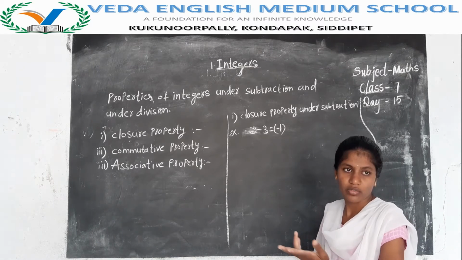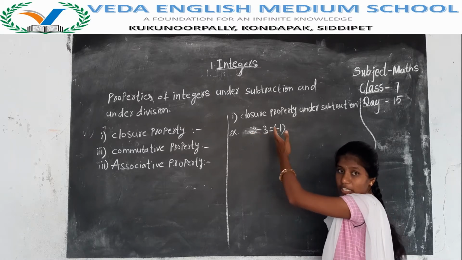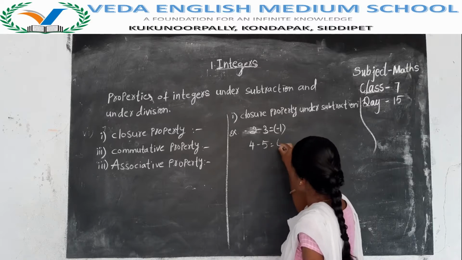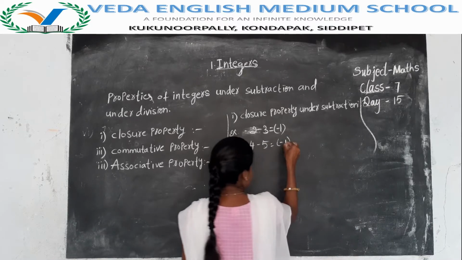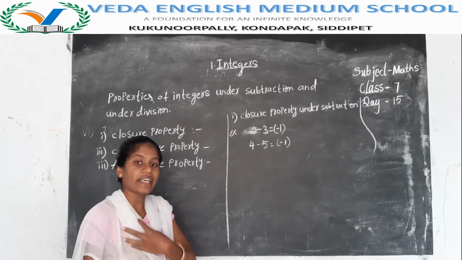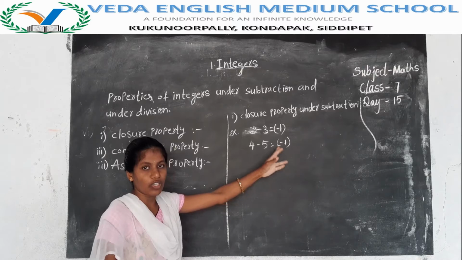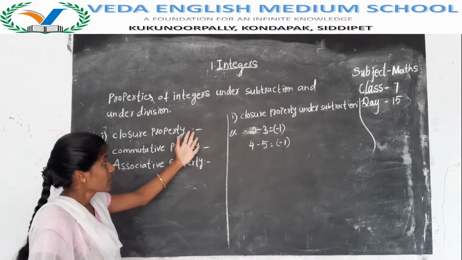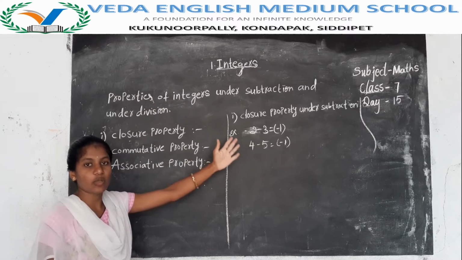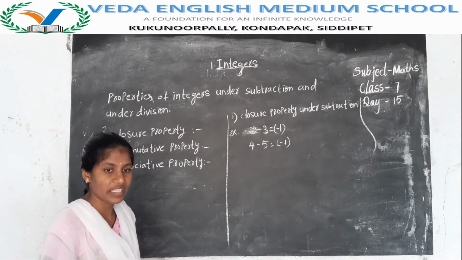Take any two, here 2, here 3. 2 minus 3 is -1, which is also an integer. Then take 4 minus 5, which is also -1. Their difference is an integer. If you subtract any two integers, their difference is an integer. So here we got an integer only. So closure property under subtraction is possible for all the integers.